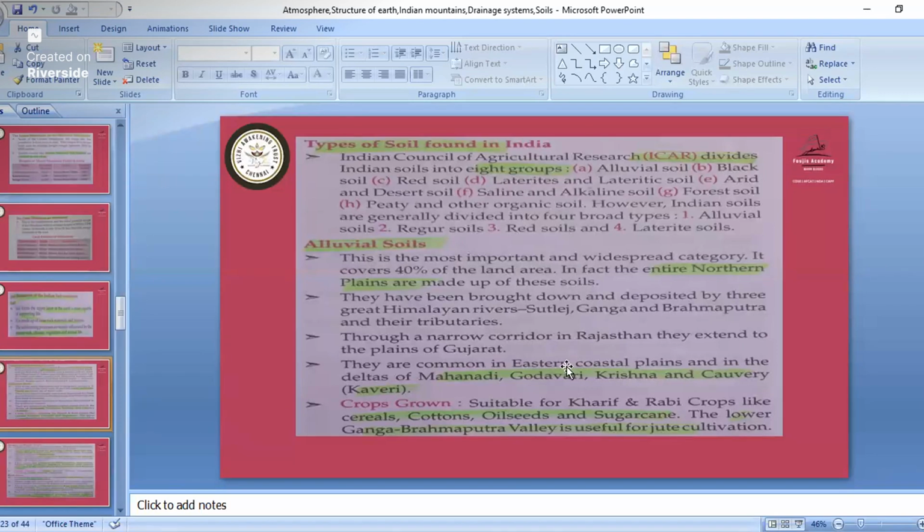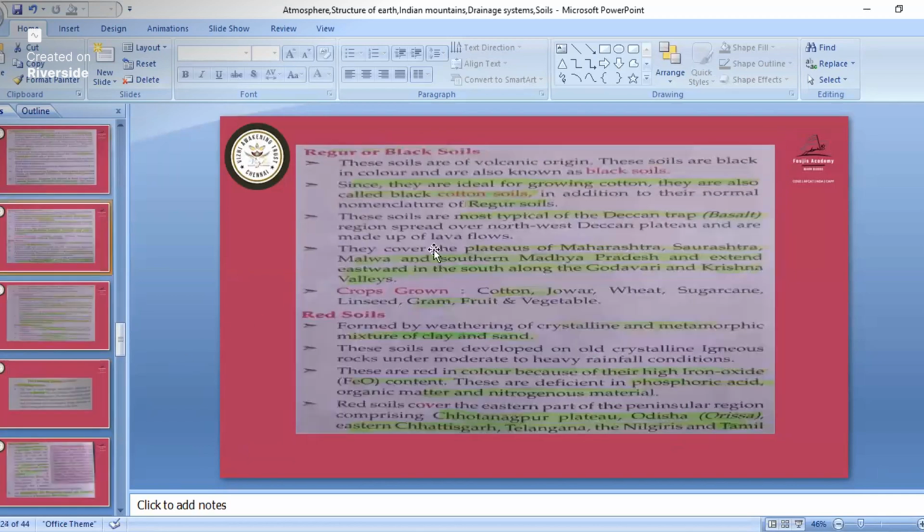Crops grown in this area are sugarcane, both kharif and rabi crops: sugarcane, rice, wheat, oilseeds, many types of crops are grown in this alluvial soil. Now we will see the black soils. Questions might come asking which type of soil is known as regur soil, that is black soil. And black soil is mostly important for cotton, also known as black cotton soils. So they are important for growing cotton.